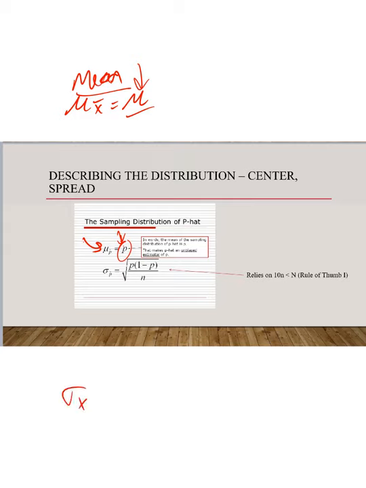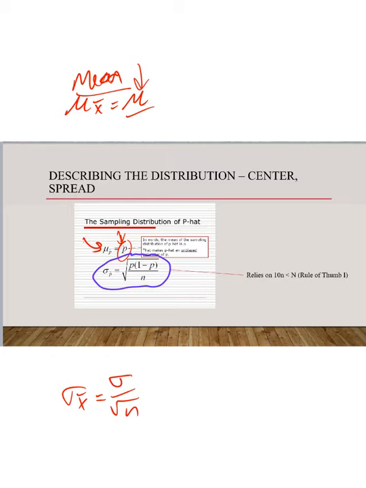Last lesson we had sigma of the x bars was sigma over root n. This one you can tell is a little more complicated formula. But again, one that's on our formula sheet. It's not one you need to memorize, but the notation is important here. So the sigma of the p hats, which means the spread of a bunch of p hats.